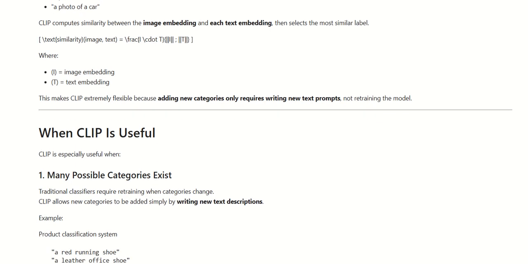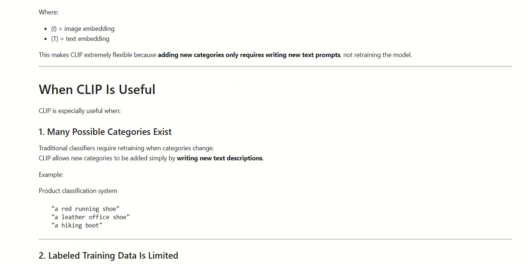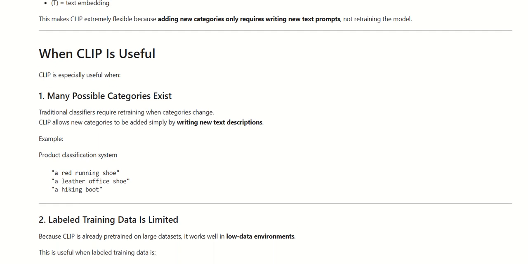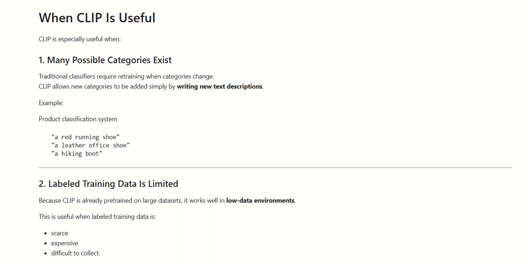When is CLIP useful? CLIP is especially useful with many possible categories, where a traditional classifier requires retraining when categories change. CLIP allows new categories to be added simply by writing new text descriptions. For example, a product classification system: a red running shoe, a leather office shoe, and a hiking shoe.